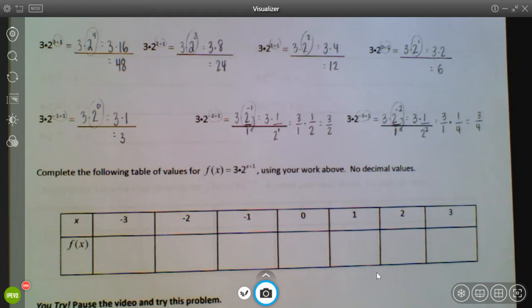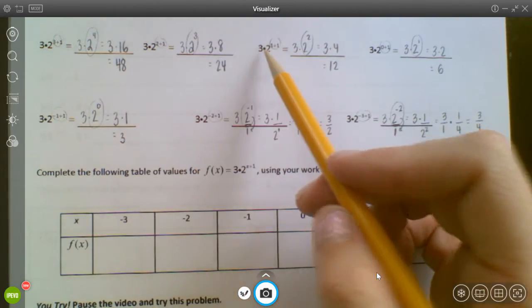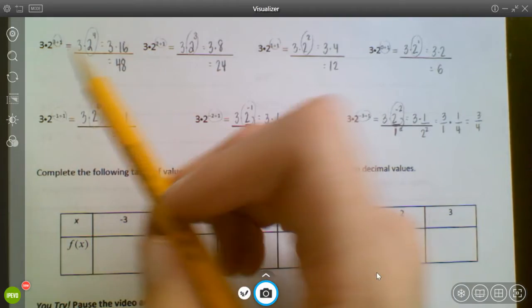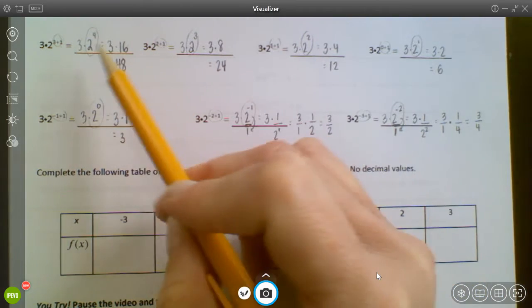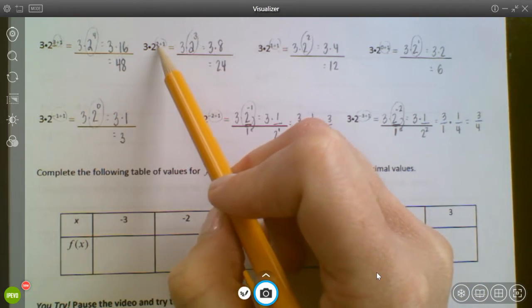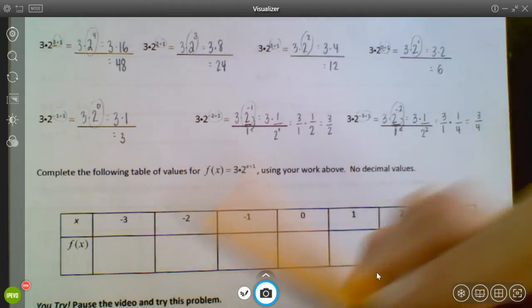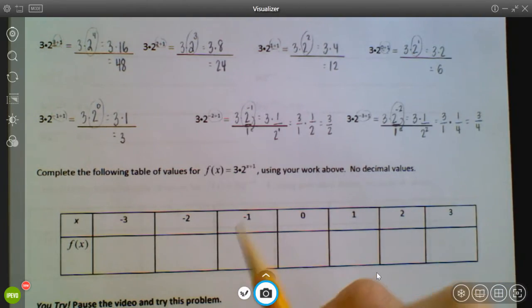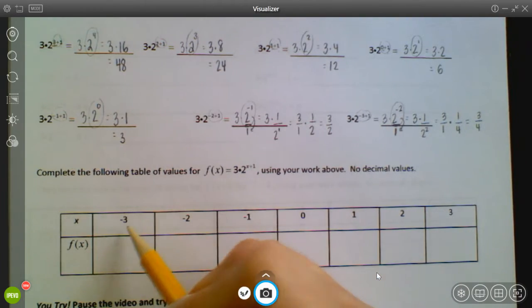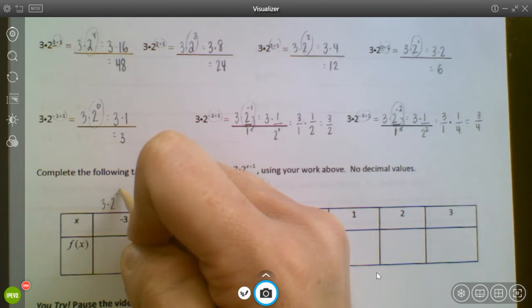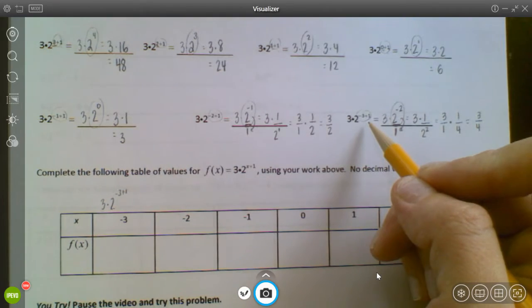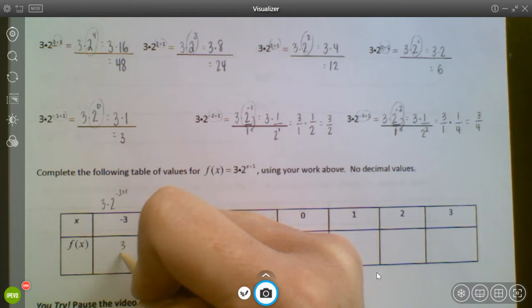All right, so now it's telling us to complete a table of values for the function 3 times 2 to the x plus 1. Well, 3 times 2, if you'll notice, happened in every single problem that we just did. And the plus 1 also happened in every single problem that we just did. The only number that was changing was that first number, the 3, the 2, the 1, the 0, etc. down at the bottom. So it's asking us with this function, when we plug in a negative 3 for our x value, it's asking us to evaluate 3 times 2 to the negative 3 plus 1. Well, we just did that work up here. We said that that was 3 over 4.